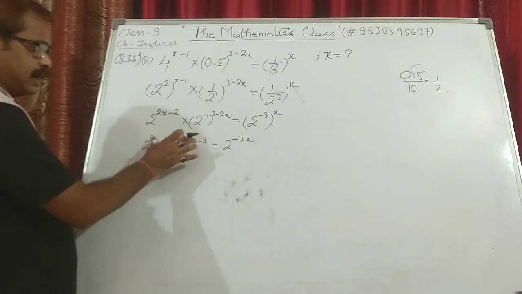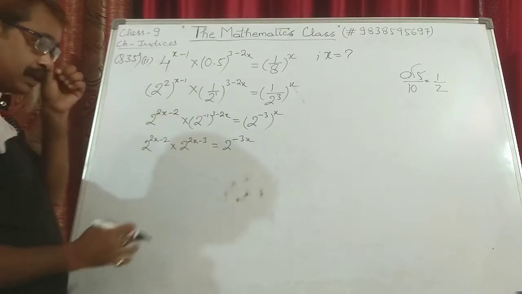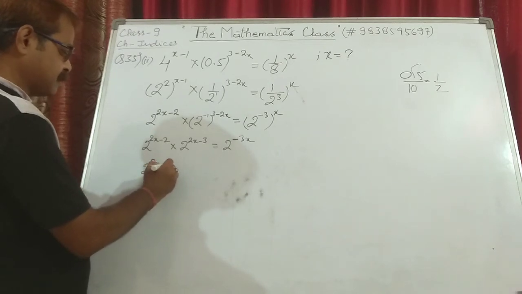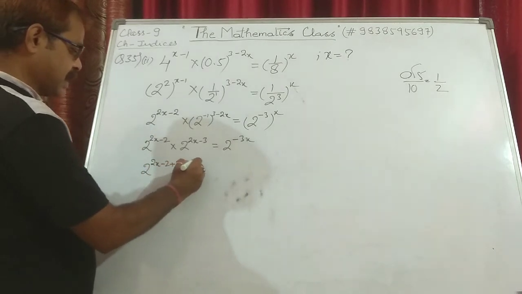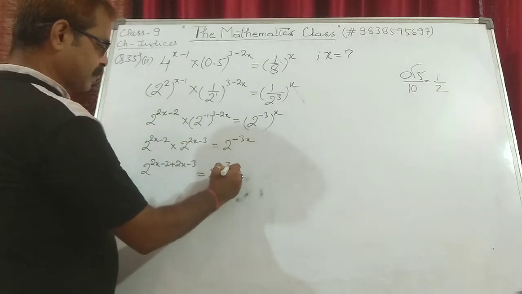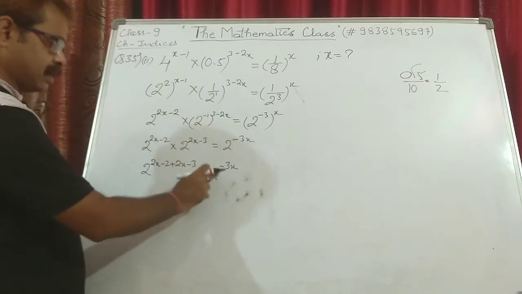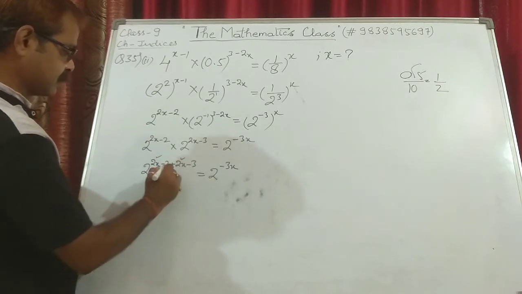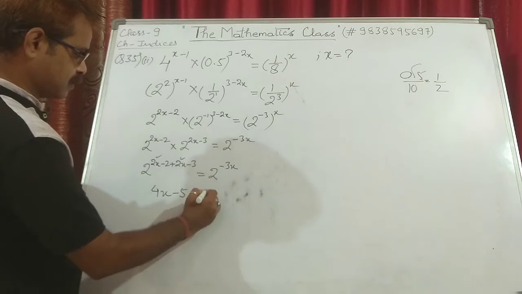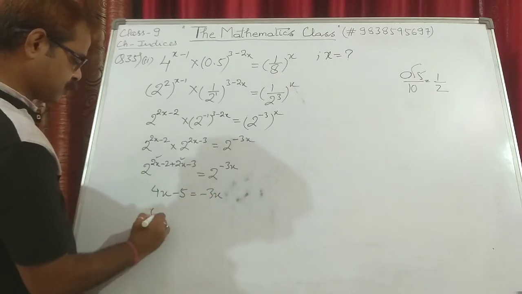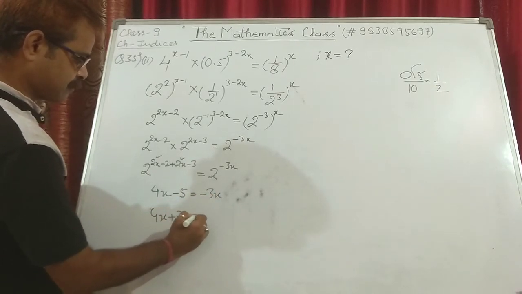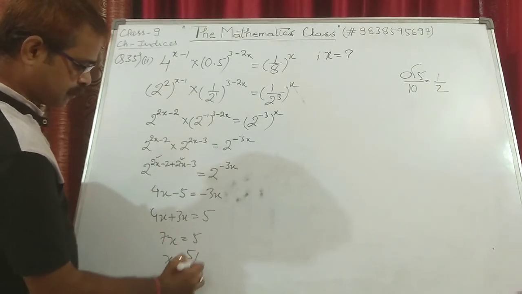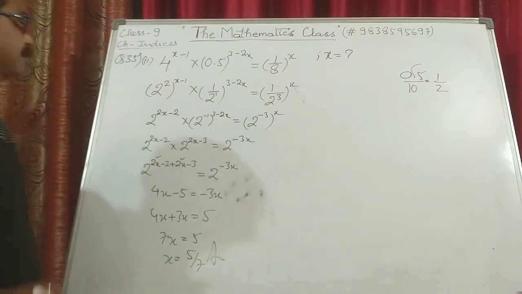Now powers are different, bases are same, and in between there is a multiplication sign. So powers will be added. This will become 2 to the power 2x minus 2 plus 2x minus 3, is equal to 2 to the power minus 3x. Bases are same, powers are different, so we can equate them. So 2x and 2x is 4x, minus 3 minus 2, minus 5, is equal to minus 3x. 3x comes to this side. So 4x plus 3x, and 5 goes to that side, is equal to 5. 7x is equal to 5. So x is equal to 5 upon 7. That is the final value.